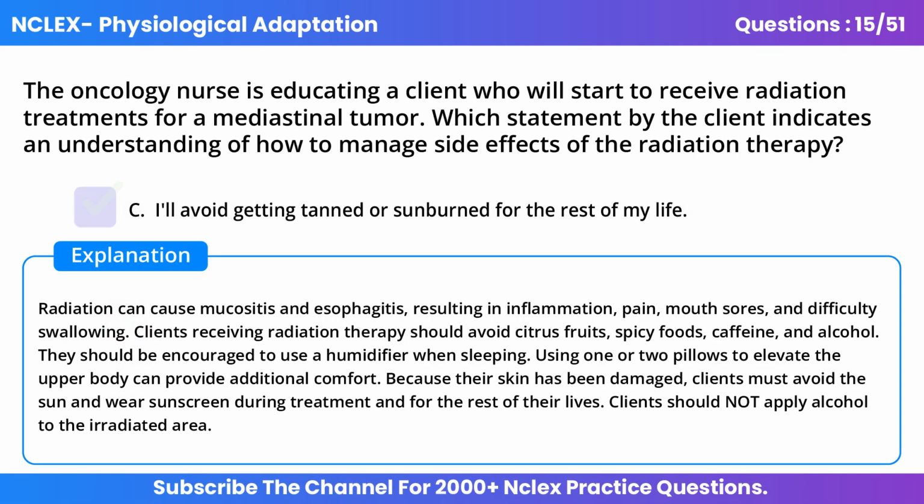Radiation can cause mucositis and esophagitis, resulting in inflammation, pain, mouth sores, and difficulty swallowing. Clients receiving radiation therapy should avoid citrus fruits, spicy foods, caffeine, and alcohol. They should be encouraged to use a humidifier when sleeping. Using 1 or 2 pillows to elevate the upper body can provide additional comfort.